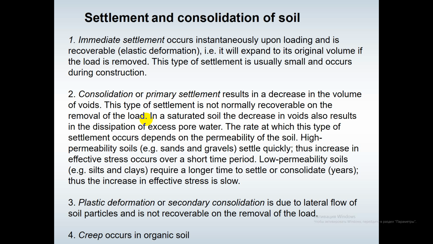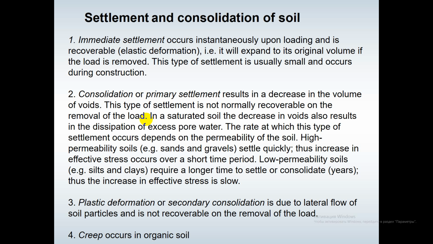Second, consolidation or primary settlement results in a decrease in the volume of voids. This type of settlement is not normally recoverable on the removal of the load. In a saturated soil, the decrease in voids also results in the dissipation of excess pore water. The rate at which this type of settlement occurs depends on the permeability of the soil.